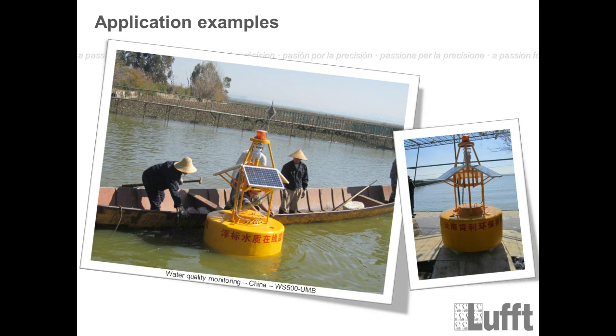Then here, this is a picture from China. This is a water quality monitoring system in China where they check the rivers and also the sea, and the sensor here is built up on a buoy. And you see they are powered with solar panels. So also this is a special application where you can use WS sensors to measure the environment conditions.